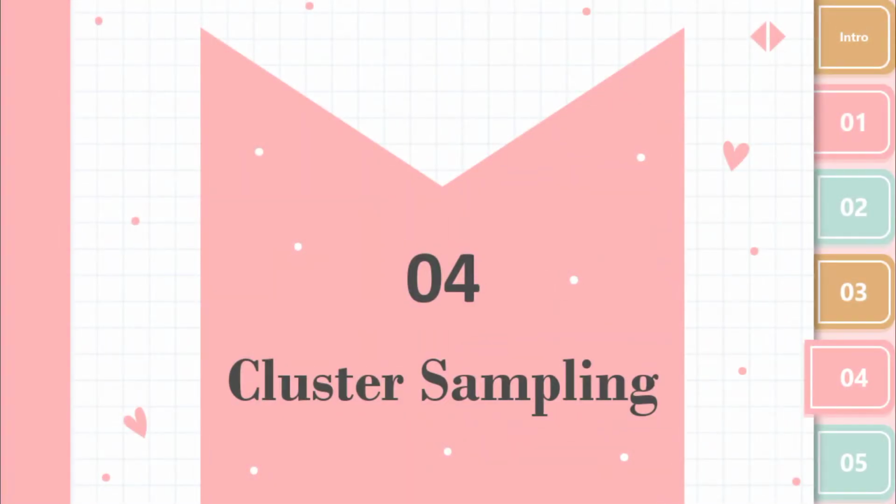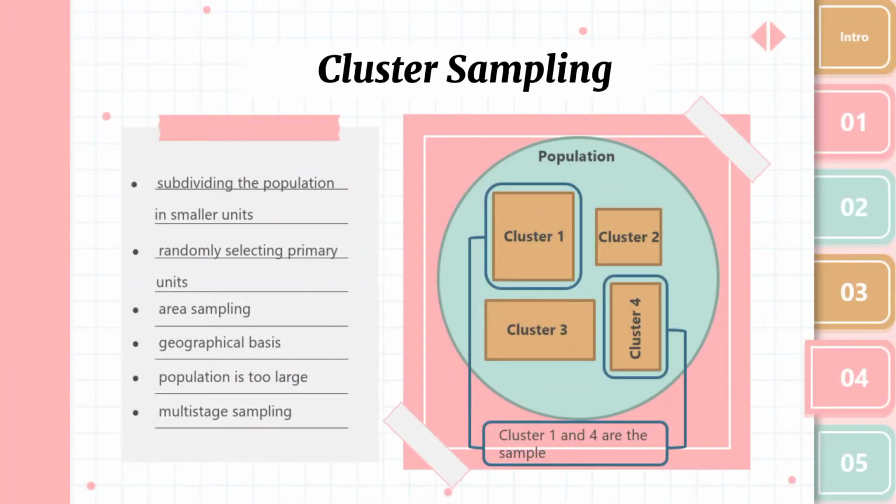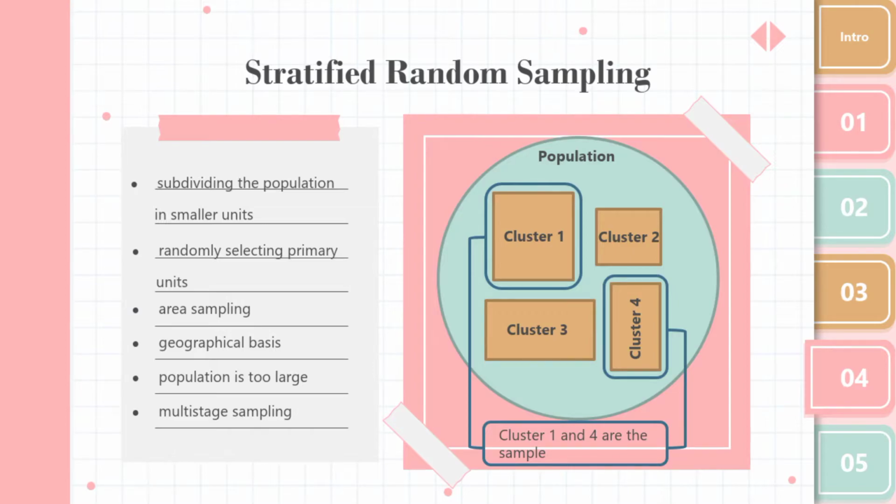The fourth type of probability sampling is cluster sampling. In cluster sampling, the population is subdivided into smaller units, and then the sample is randomly selected in primary units. It is often called area sampling or multi-stage sampling because it is frequently applied in geographical basis.